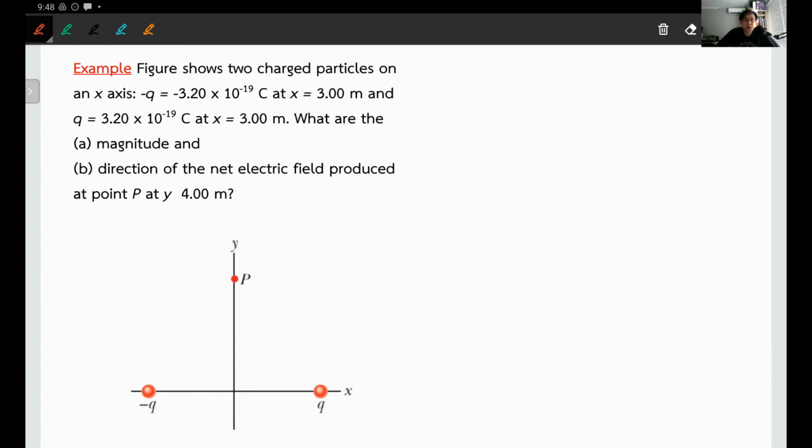Okay, the figure shows two charged particles on an x-axis. Now one negative, one positive. The magnitudes of the charges are given. The x position is given. What are the magnitude and direction of the net electric field produced at the point P at y equal to 4 meters? I think it's missing an equal sign there. So this side is 4, this side is 3, something like this. It's a 3-4-5 right triangle. That's what we love.